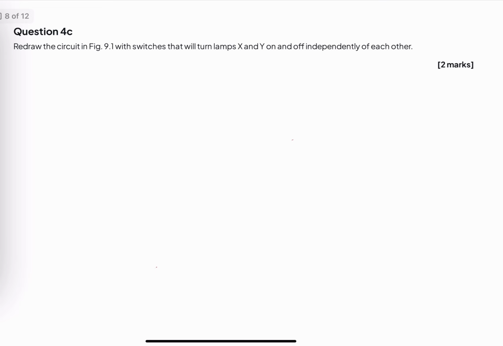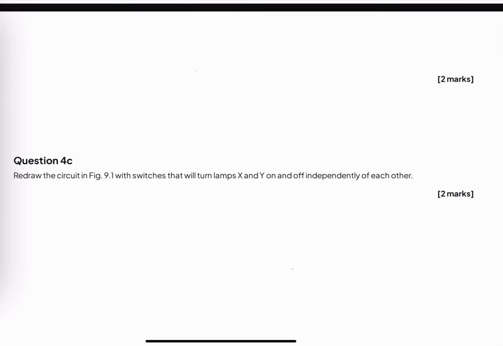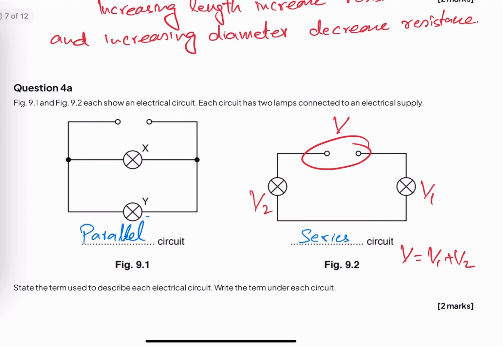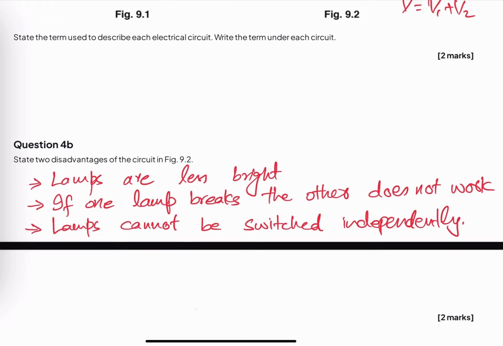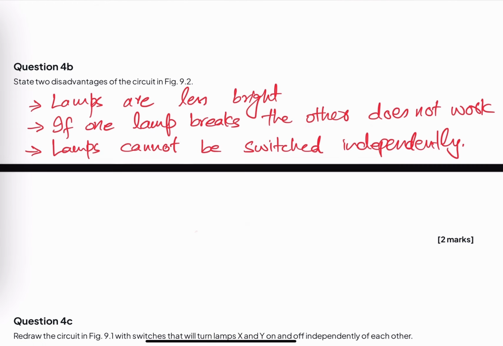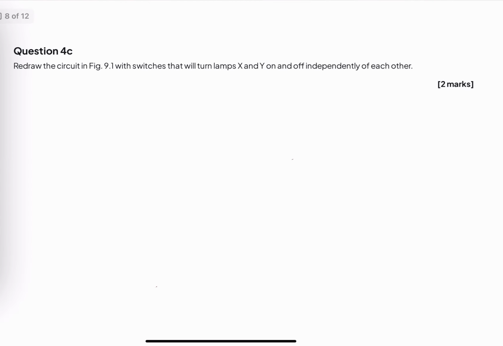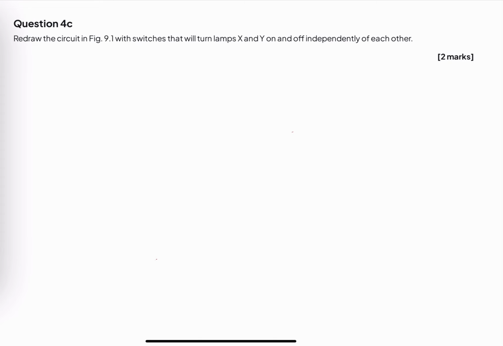Question 4c, redraw the circuit in 9.1 with switches that will turn lamp X and Y on and off independently of each other. This was the diagram for 9.1. We have to redraw this diagram with the switches to control X and Y. So let's draw it again.